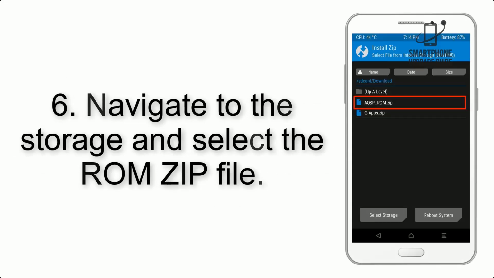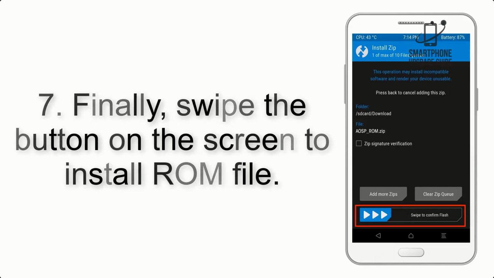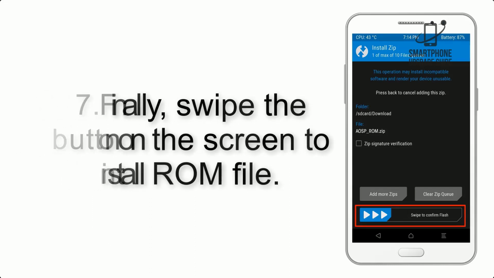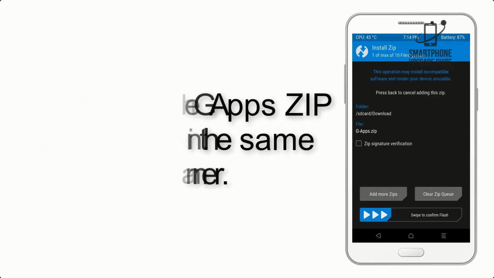Step 6. Navigate to the storage, and select the ROM ZIP file. Step 7. Finally, swipe the button on the screen to install the ROM file. Step 8. Flash the GApps zip package, in the same manner.